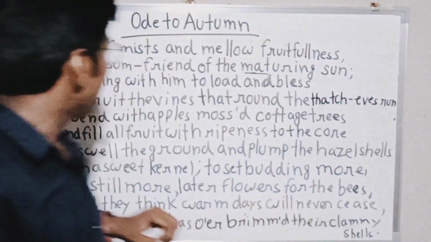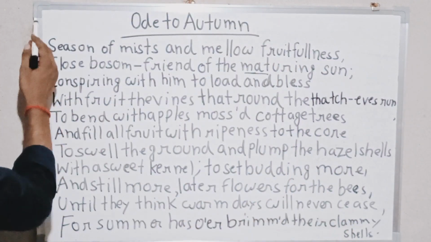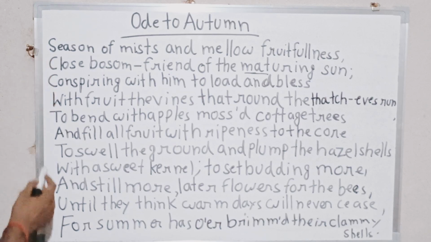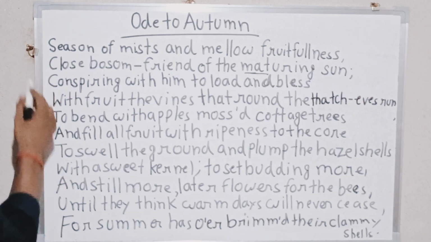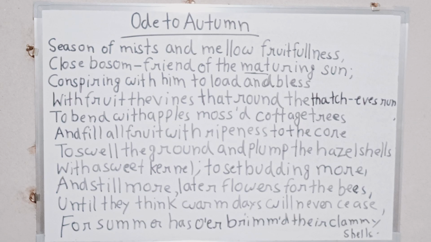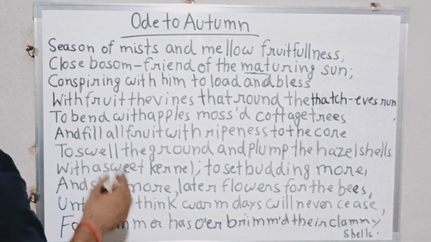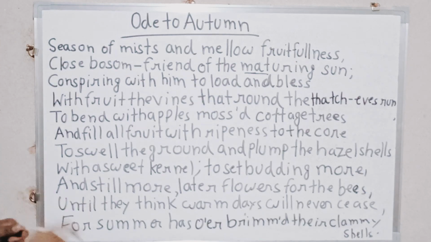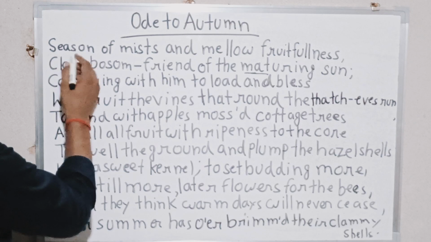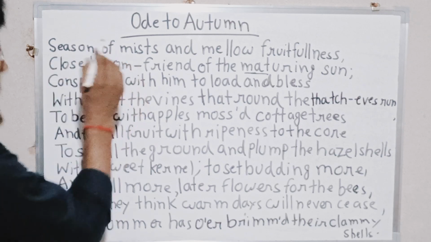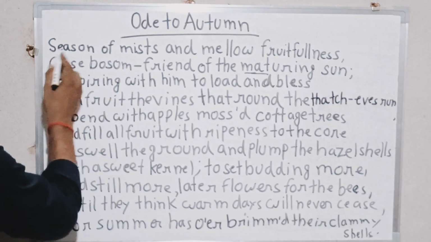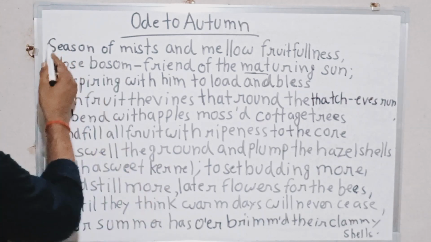So, my dear learners, I hope the first stanza consisting of 11 lines is clear to you. So now let's look at the figures of speech used in this poem. So let's look at the season of mist. First thing, you remember that in the first line of the poem, the poet is addressing the autumn.